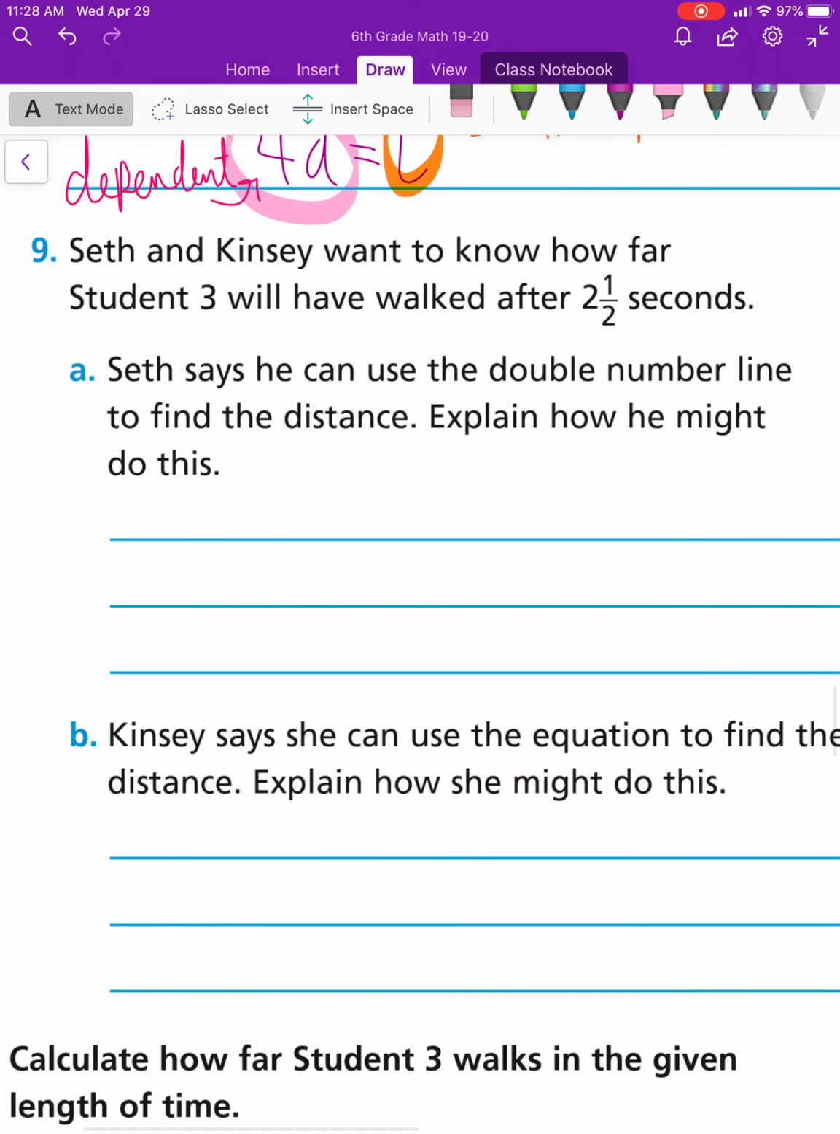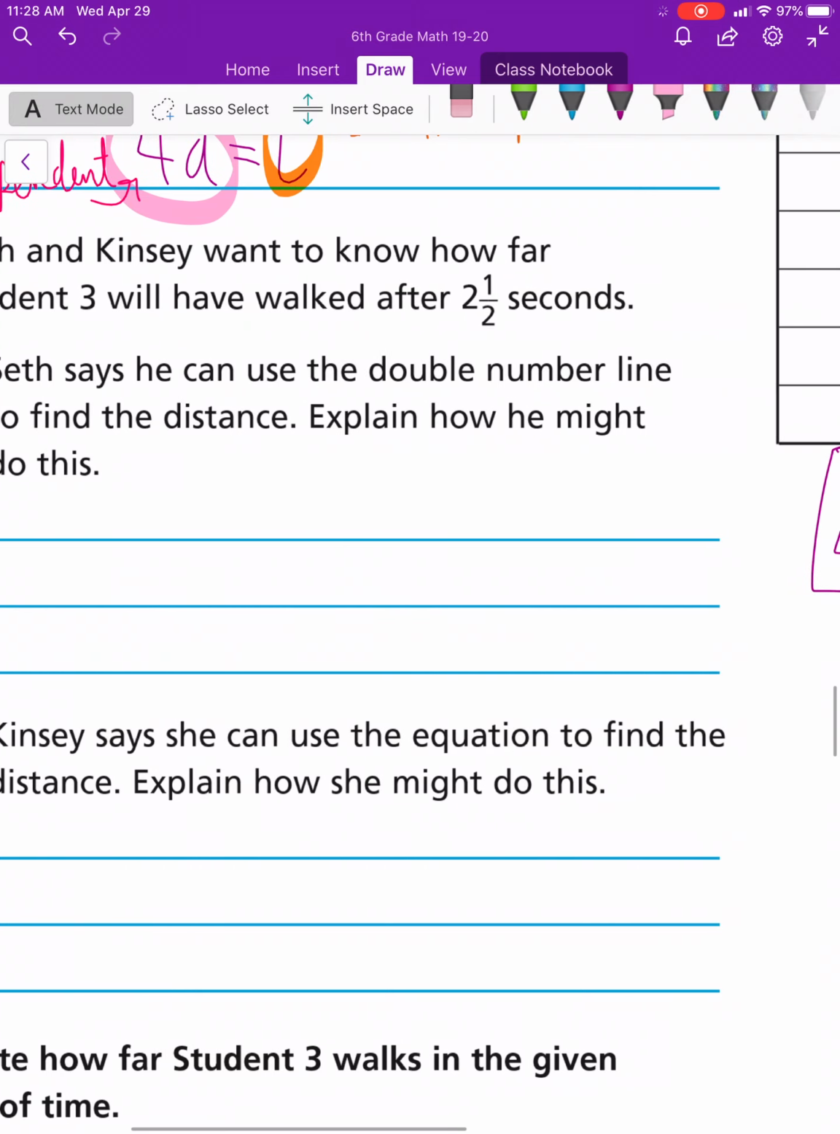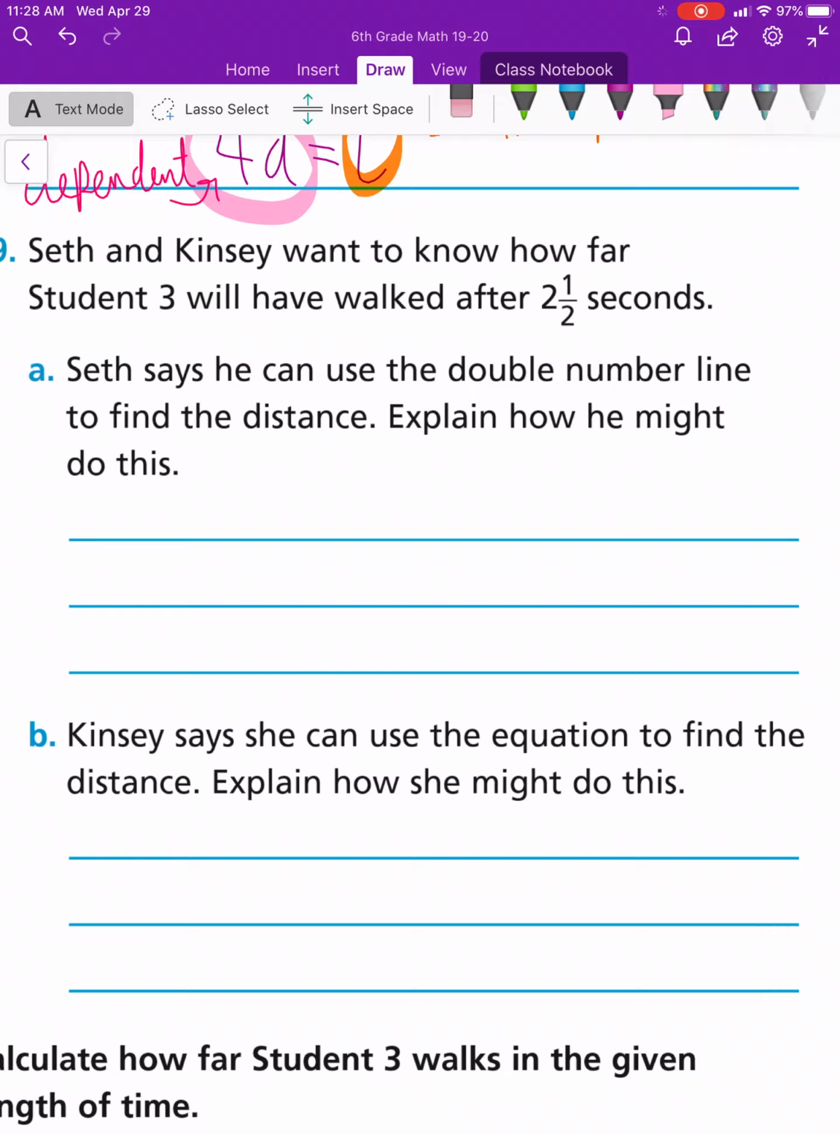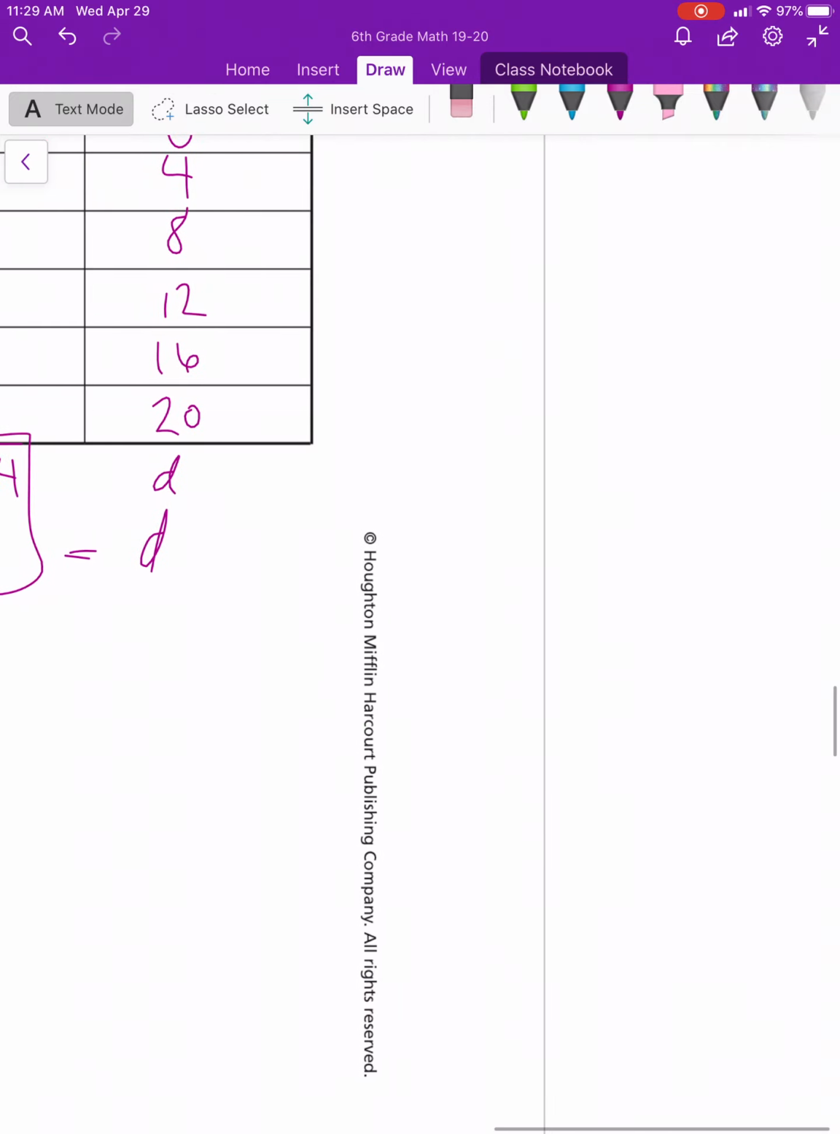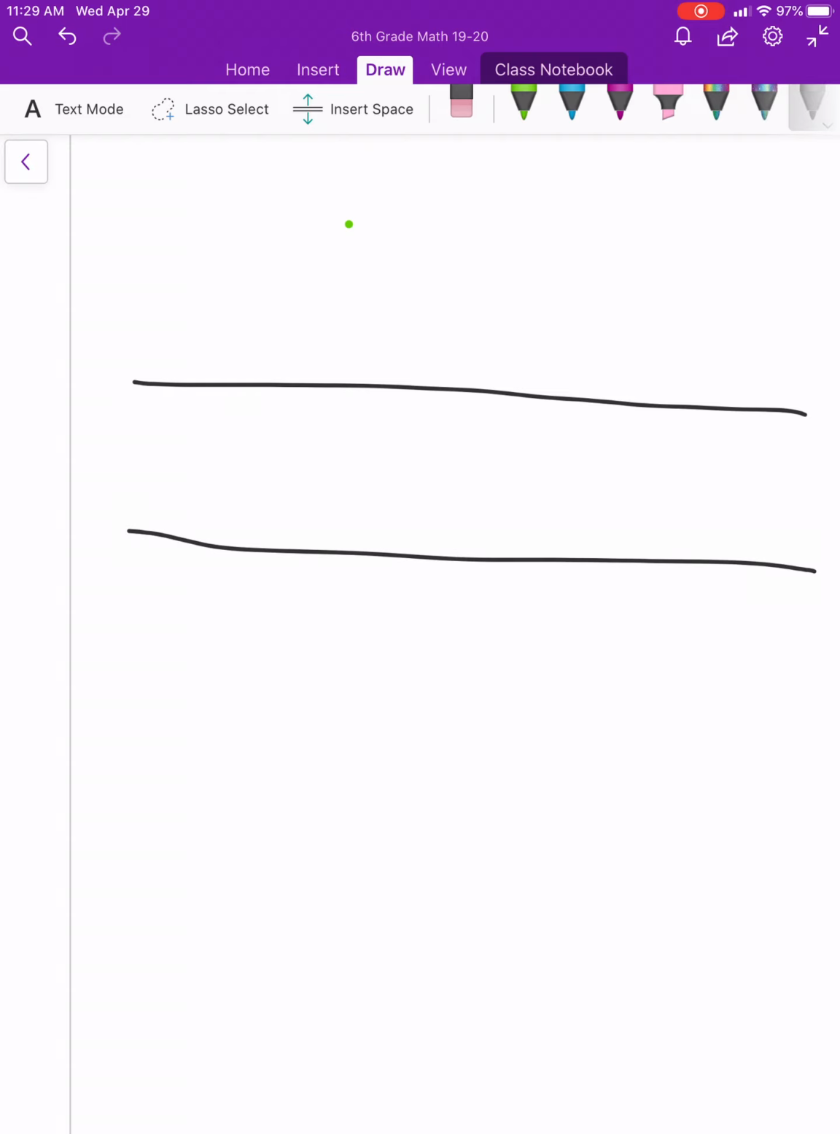So now, number 9, Seth and Kinsey want to know how far student 3 will have walked in 2.5 seconds. Seth says he can use a double number line to find the distance. Explain how he might do this. So it's actually asking us to put in words how we would do that on a double number line. Well, let's draw the double number line first. So the double number line would look like this, right? And so for student 3, the equation is 4d equals t.